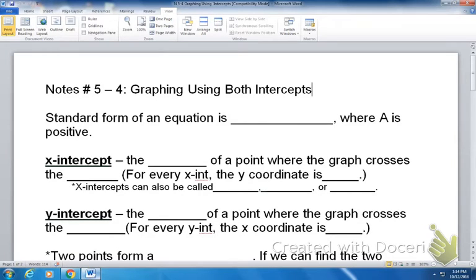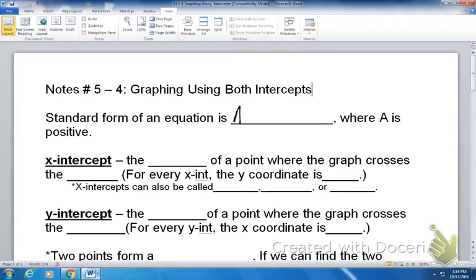All right, guys, so we got through our quiz 5-1. We did 5-3. Now we're moving on to 5-4, and this is going to be graphing using both intercepts. So we're going to be talking about X and Y intercepts today. We're going to be basing these out of a different form. We've kind of talked about this before. It's called standard form.